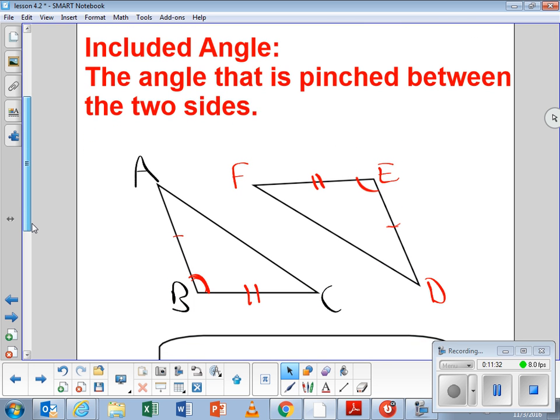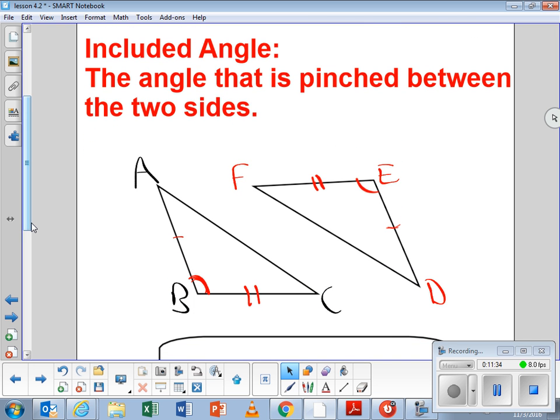So if we look at this picture, this angle right here is sandwiched between this side and this side. Do you agree with that? This side is labeled with one mark, this side is labeled with two. If I come over here, that same one mark angle is again sandwiched between this side with one mark and this side here that has two marks on it.